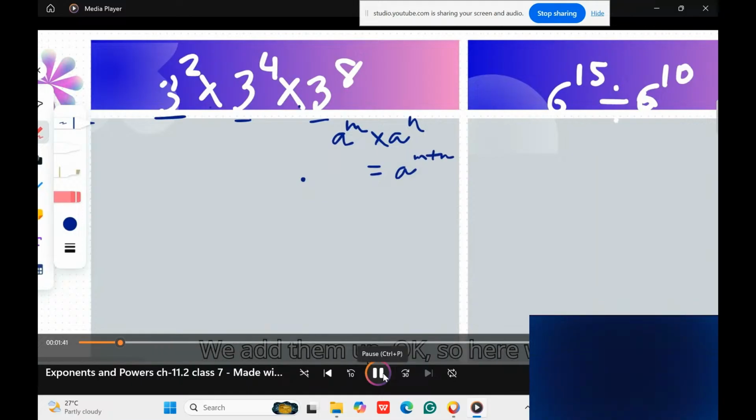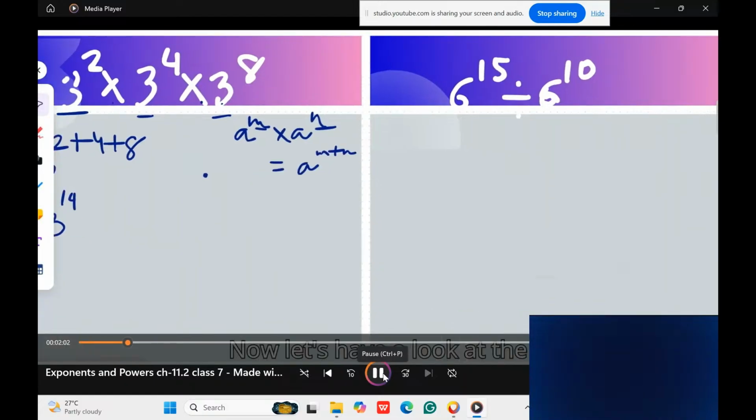Here we have three of them. So what will we write? The base remains the same. We will add all the powers. So it is 2 plus 4 plus 8. So it becomes 3 raised to the power, add them up, 14. All right. I hope it is clear.